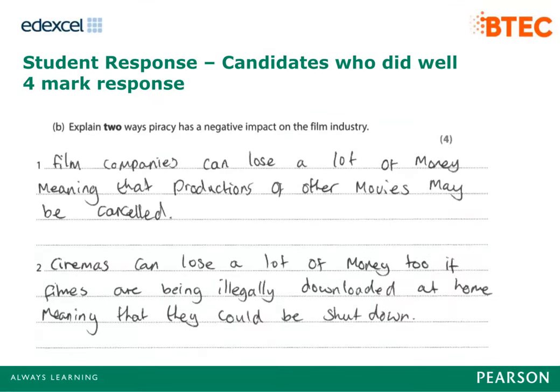The candidate has been awarded 4 marks for this response. They have identified 2 ways in which piracy impacts on the film industry, and the explanations provided are reasonable expectations of what could happen if the industry continues to lose revenue in this way.